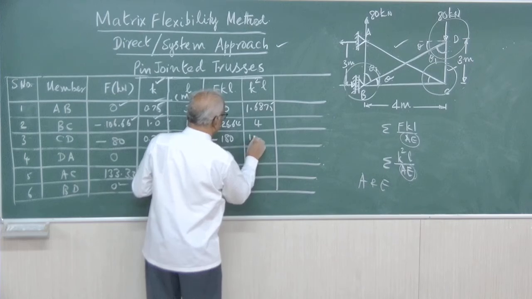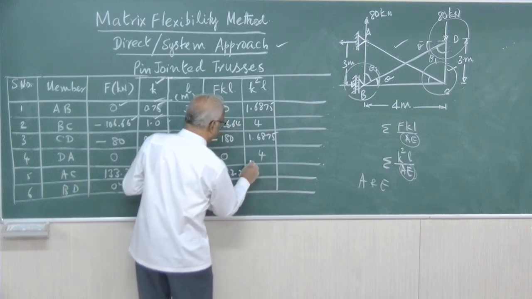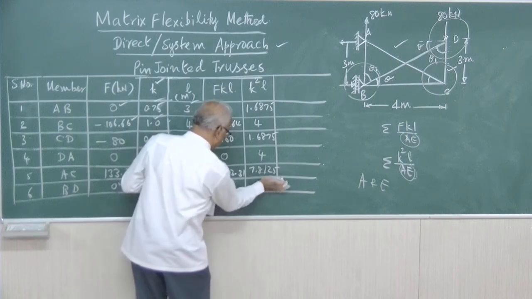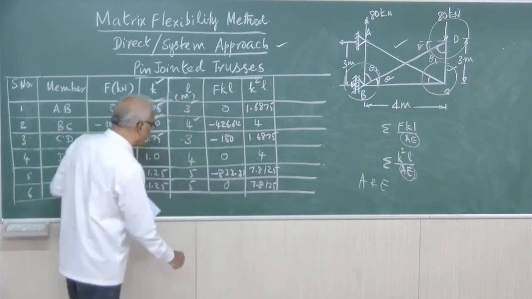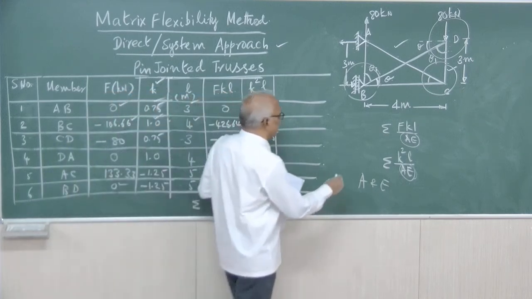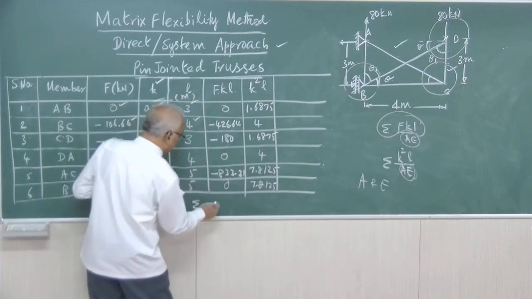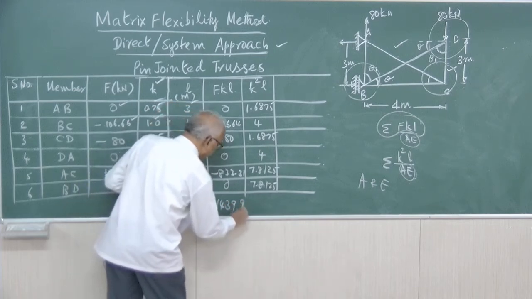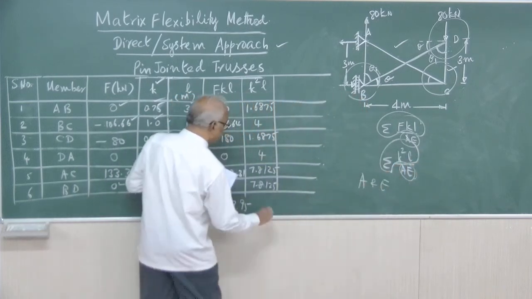So multiply and get the value 1.6875, 4, 7.8125. Now find out the sum. Sum of sigma FKL. Sigma FKL will be minus 1439.95, and sigma k square L will be 27.